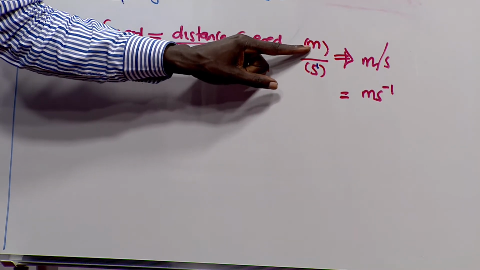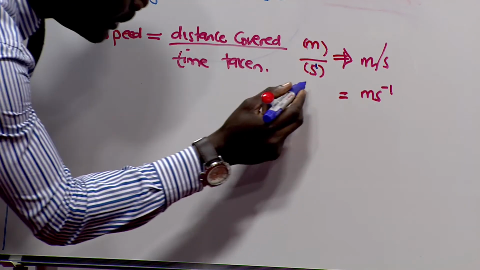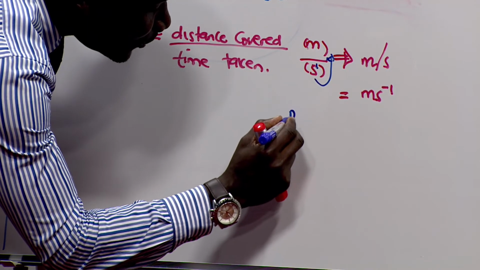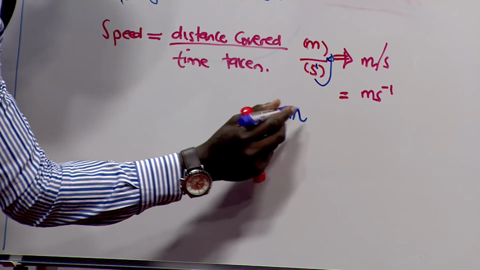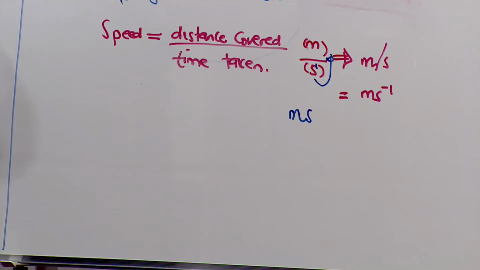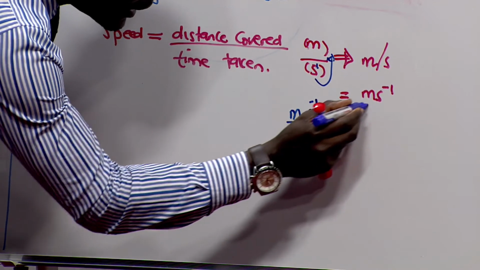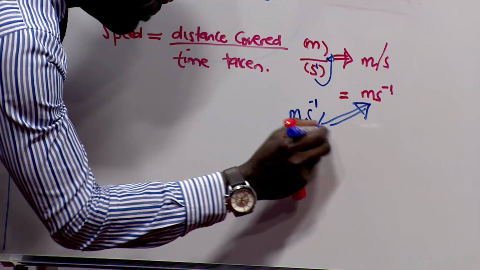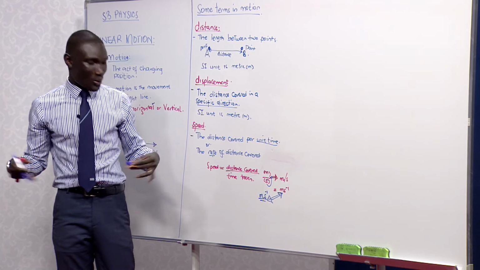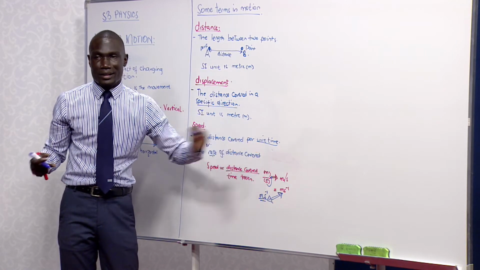Remember, at first we have only m up. But now we want to take this s also up. So when s goes up, we have m, s, but the power does not remain positive. The power changes to a negative, so this becomes negative 1. And that is how this comes about. That is indices in mathematics. So the unit of speed is meters per second.